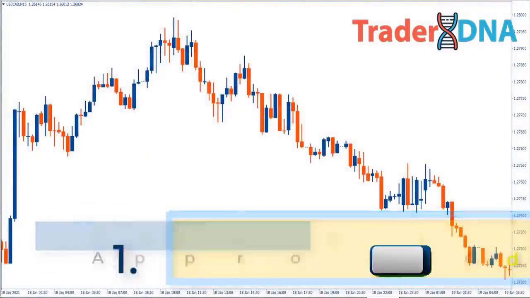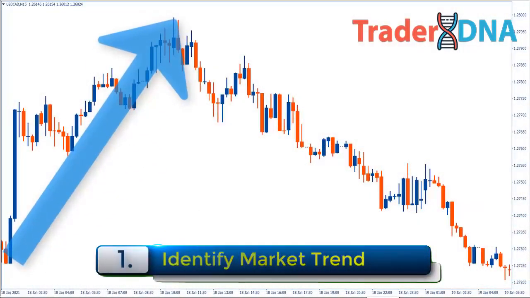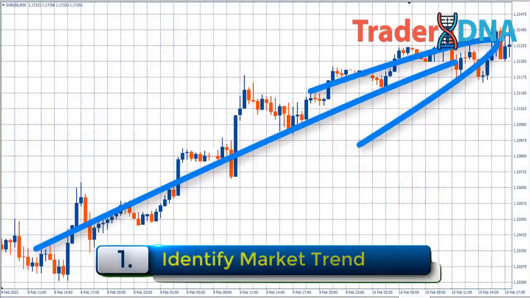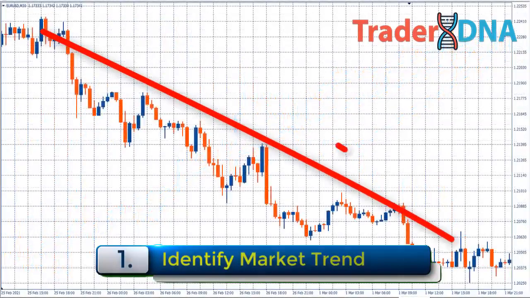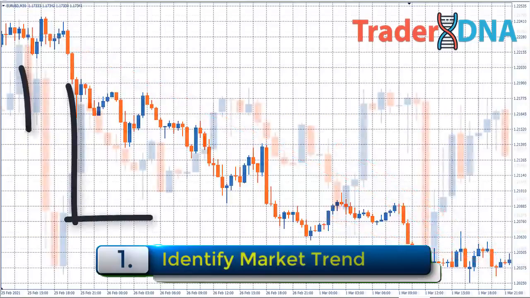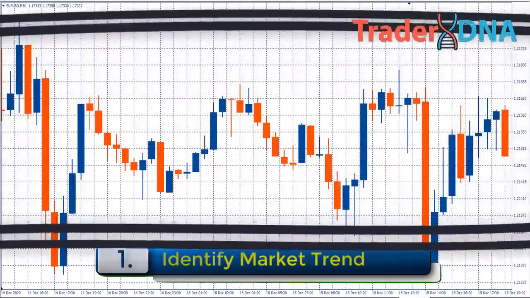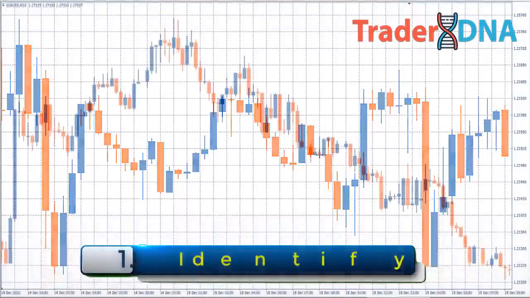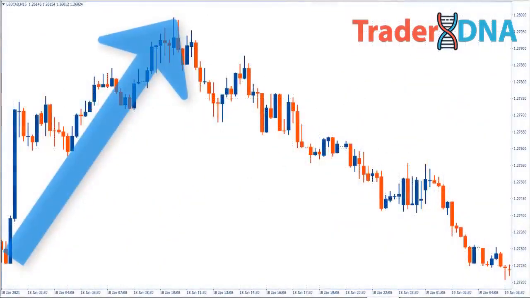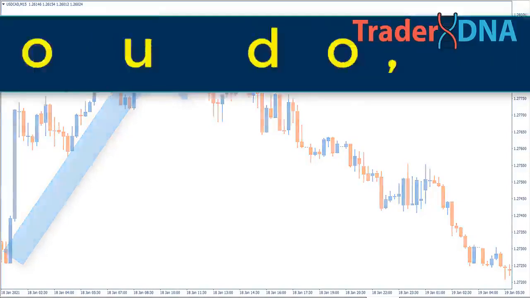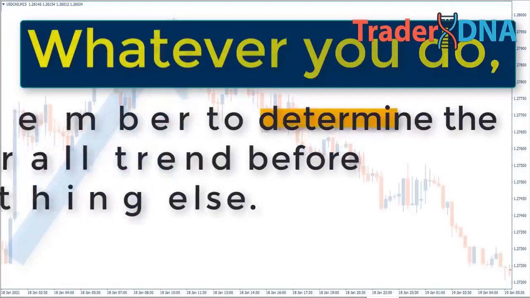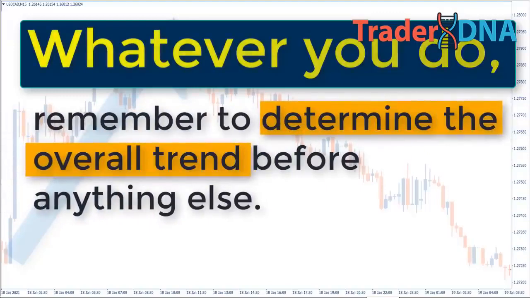Step number 1. Identify market trend. When you first look at a forex or stock chart, you want to determine whether the stock is uptrending, downtrending, or consolidating. Determining the trend early on can help you develop a game plan more quickly. You'll know roughly what the market's doing, plus it makes it easier to spot the low-risk trade setups. So, whatever you do, remember to determine the overall trend before anything else.